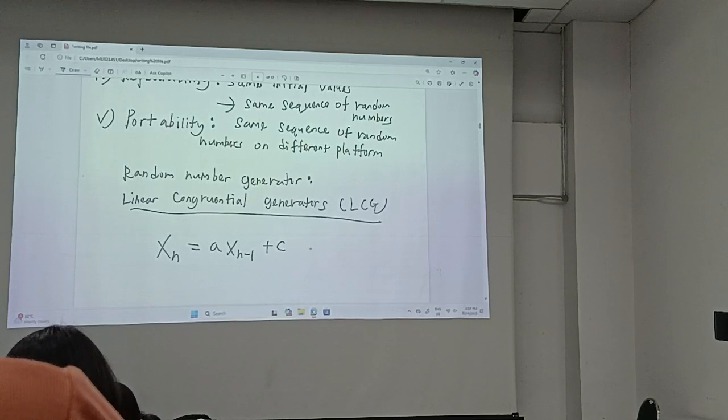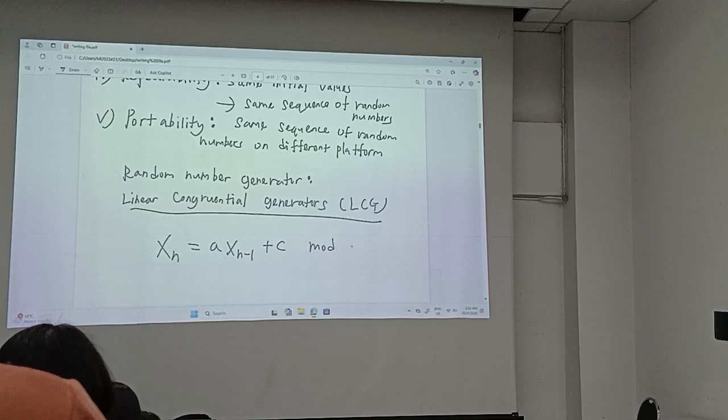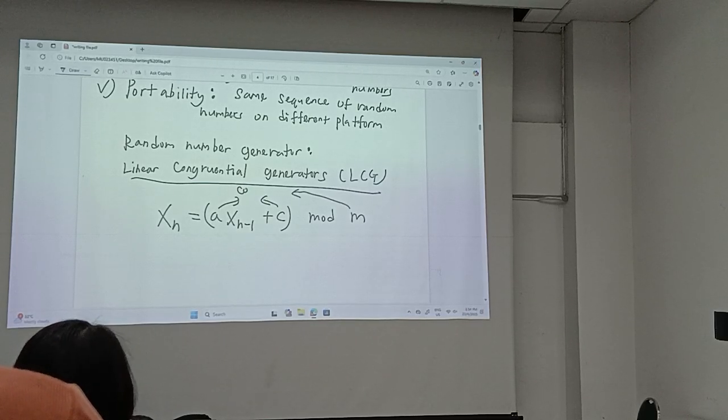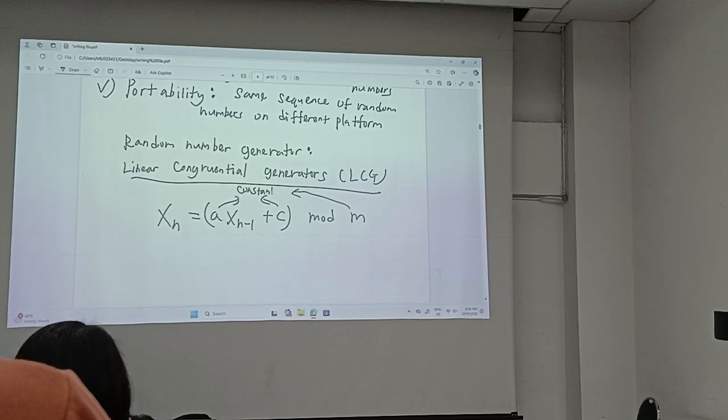plus C, mod M. This A, C, and M, basically they are constants. They are constant.